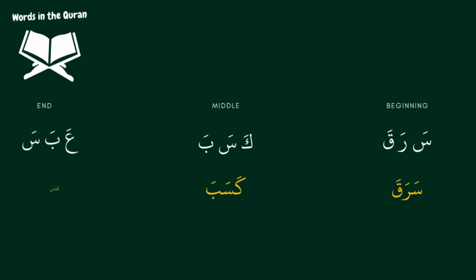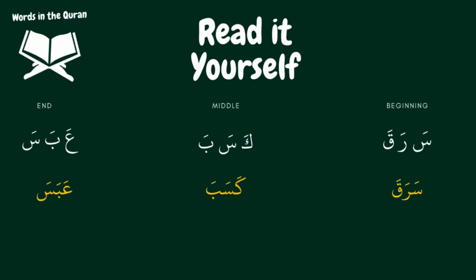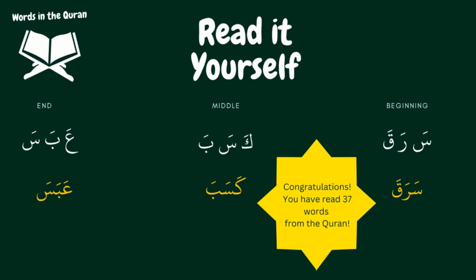When it's joined at the end, Sin doesn't seem to change in عبس. Sin looks similar. So only in the middle and at the beginning, Sin looks different. The body part is being removed, but the head is still there. Read this yourself. Congratulations, you have read 37 words from the Quran.